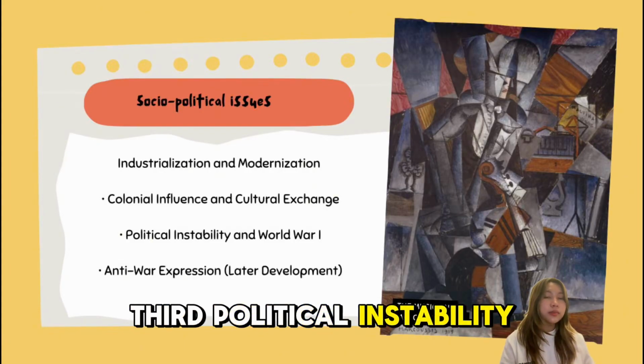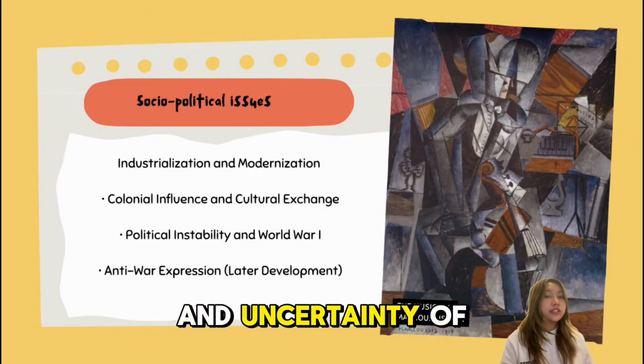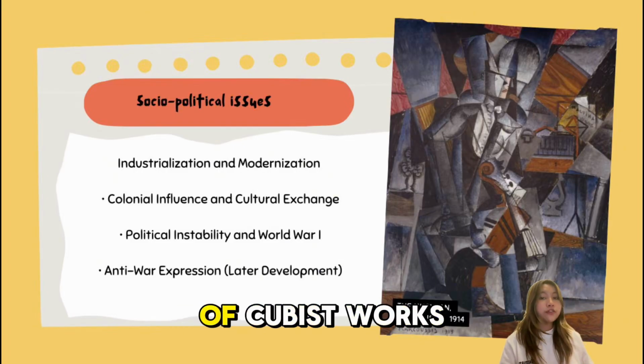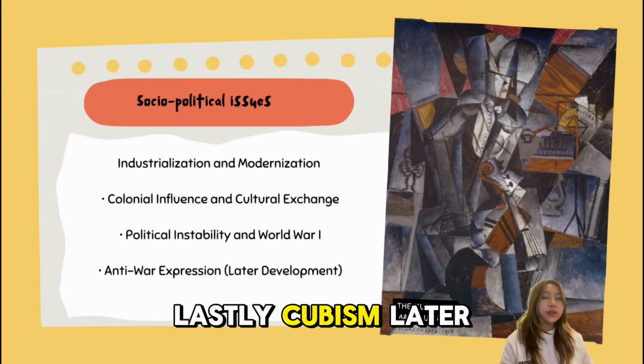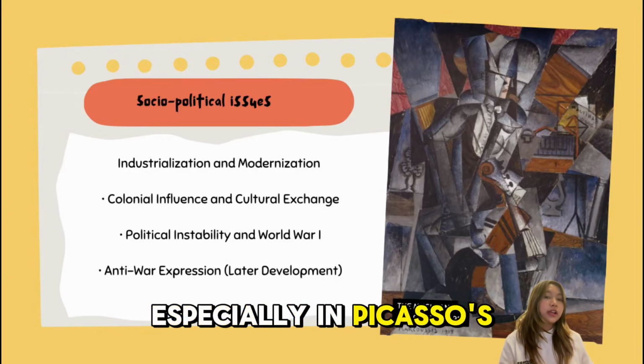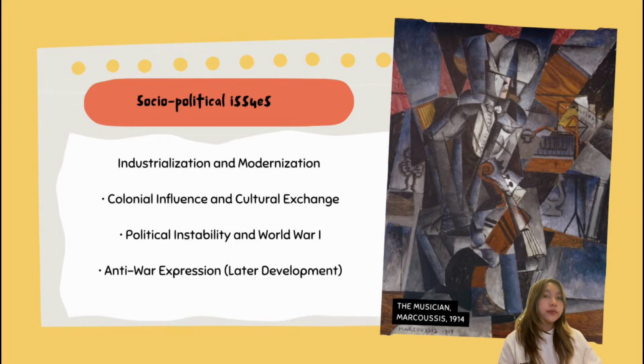Third, political instability and World War I affected the movement, as the tension and uncertainty of the time were reflected in the broken and abstract forms of Cubist works. Lastly, Cubism later became a tool for anti-war expression, especially in Picasso's Guernica, which protested violence and war.